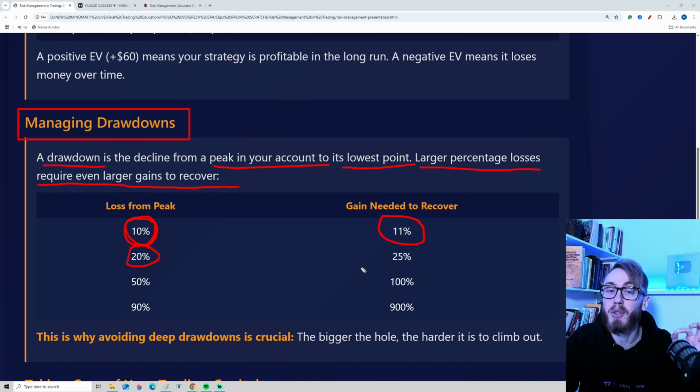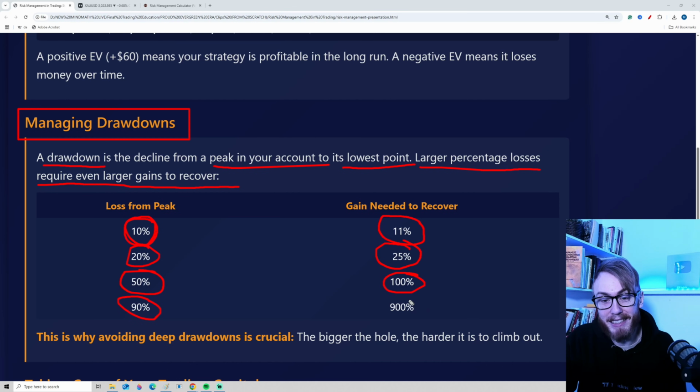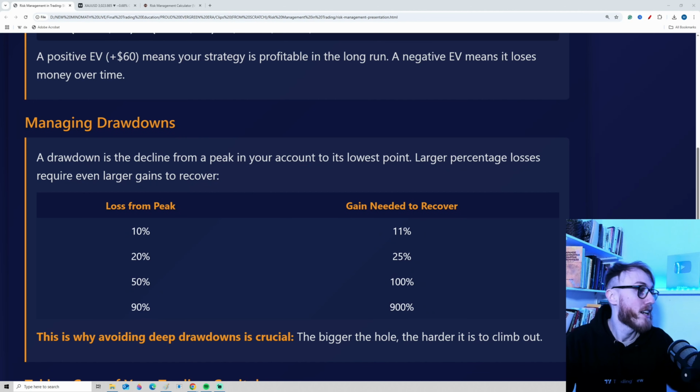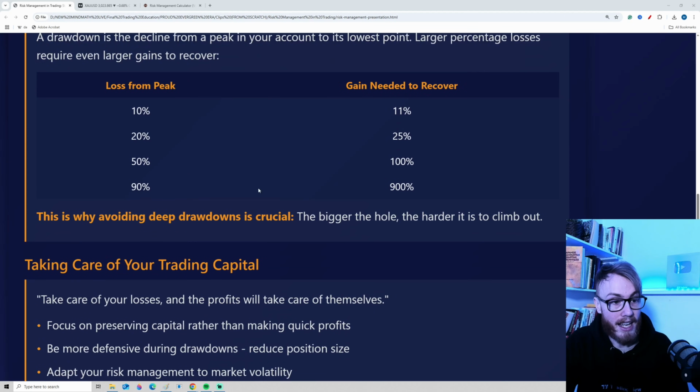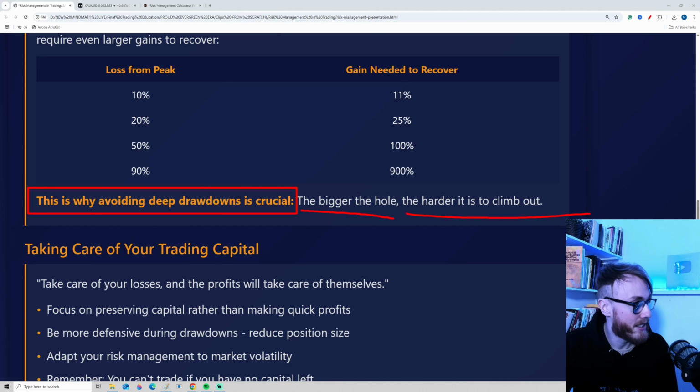If we have lost 20% from the peak, we need 25% to recover. And you can see that this gets worse and worse. If we have lost 50% from the peak, we need 100% to recover. And if we have lost 90%, we need 900% to recover. So I hope that this table shows you guys how important risk management is. And this is very crucial, this is why avoiding deep drawdowns is so important. The bigger the hole, the harder it is to climb out.